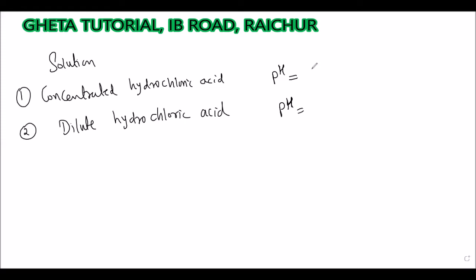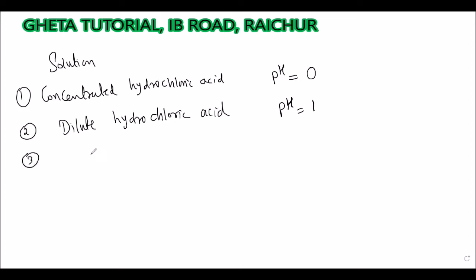The pH of concentrated hydrochloric acid is 0, and the pH of dilute hydrochloric acid is 1.0.